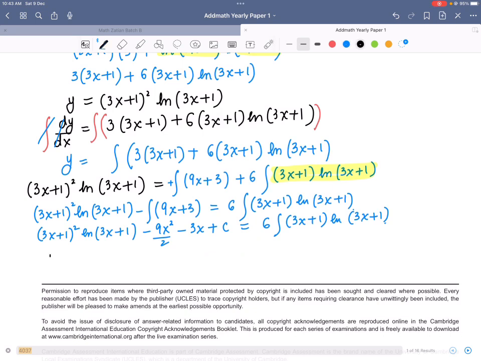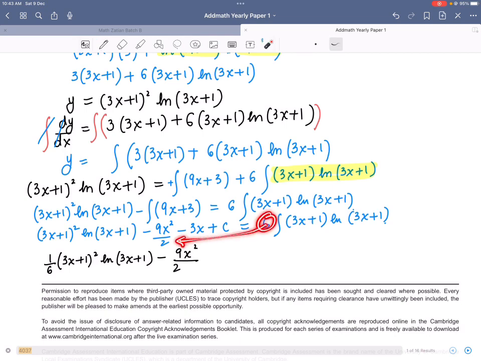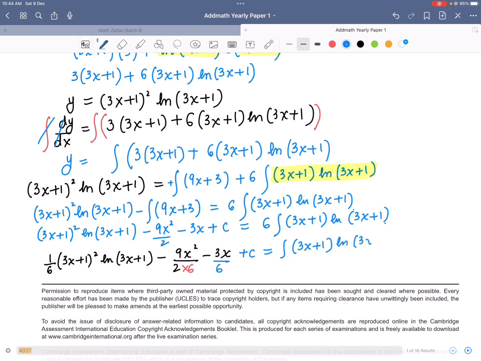So it will be 1 over 6 times 3x plus 1 whole square ln of 3x plus 1 minus 9x square divided by 2, and that 6 will divide 9x square as well. So it will be times 6, minus 3x, and again that 6 divides 3x as well. It will be divided by 6, plus c. Now c is a constant. If you divide it by 6, it will still be a constant. So I am not dividing c by 6.